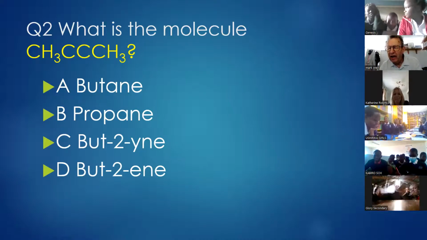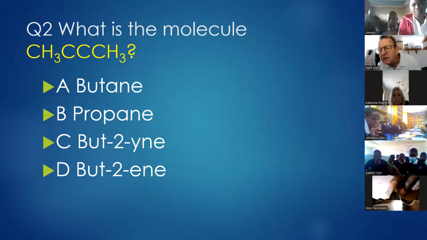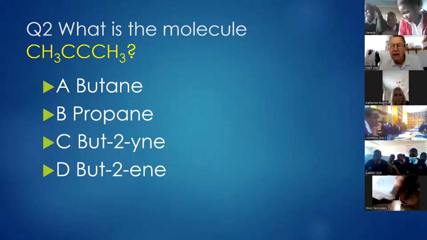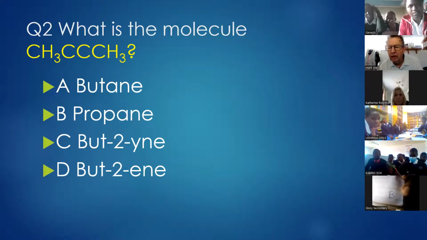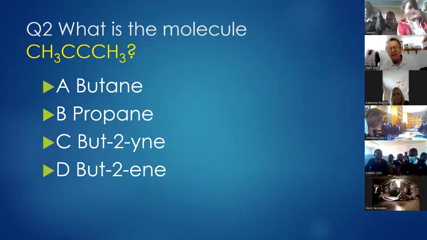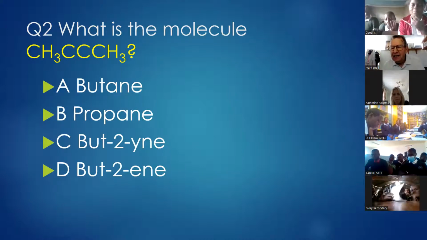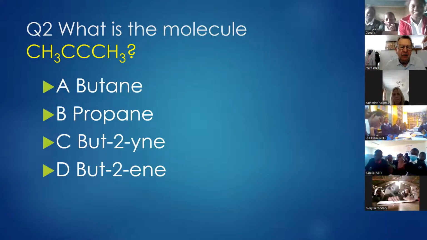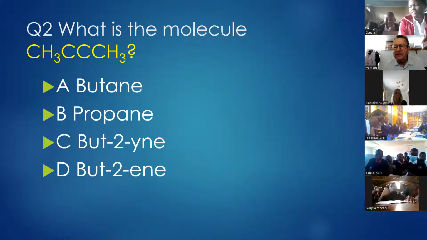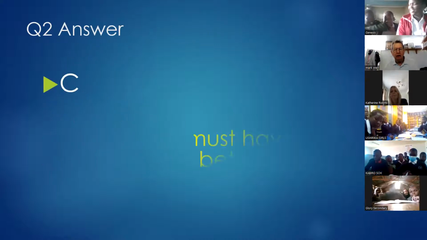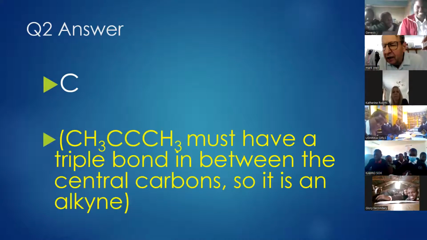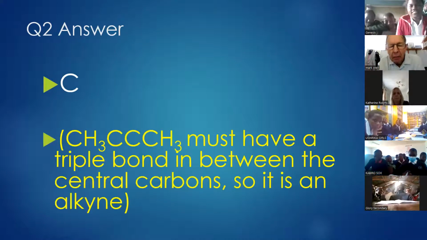Okay. Glory, have we got any ideas? Glory are going for B. Silver Spring, do we know? Do we have an idea? Kabiro, do we have an idea? Okay, well, Silver Spring are going for C. Let's see what the answer is. The answer is C, and the answer is C because the two carbons in the middle must have a triple bond, and a triple bond makes it an alkyne.